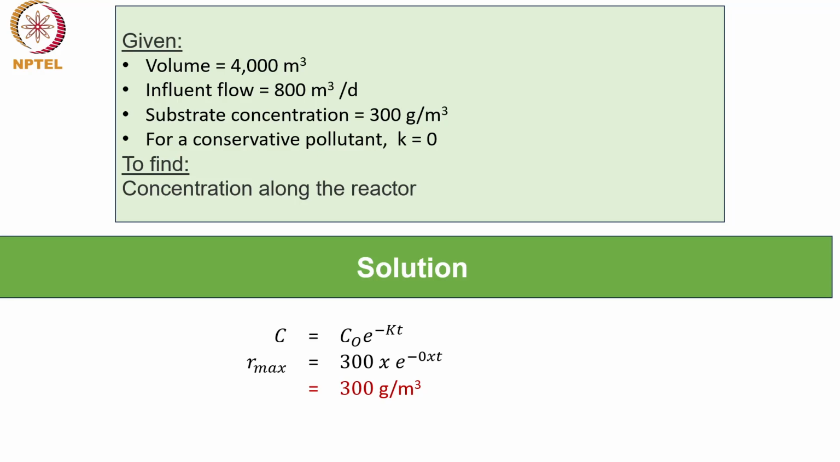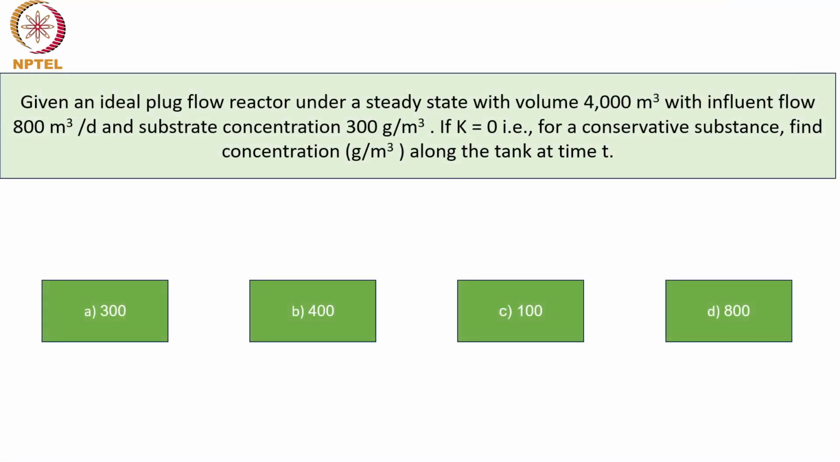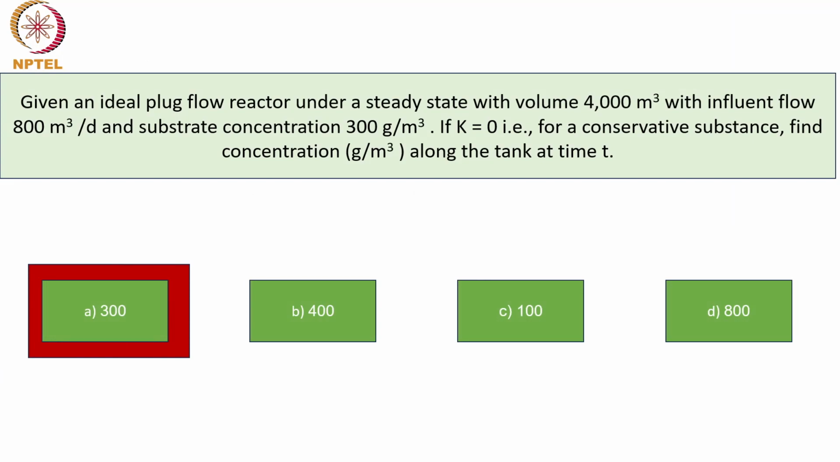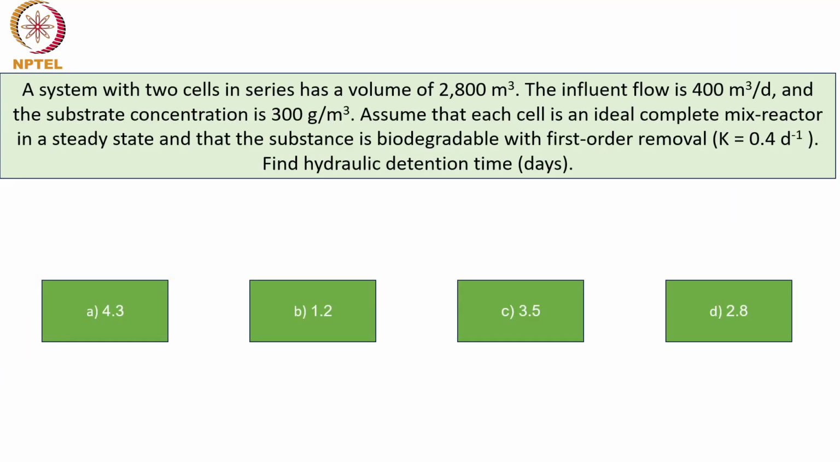Now I'll move to the next problem. So the answer will be 300. Moving to the next question, it is the same question, but here the pollutant is not a conservative pollutant. It is non-conservative, with the degradation rate constant K equal to 0.4 per day. Now you have to find the hydraulic retention time in days. Can you people find it?